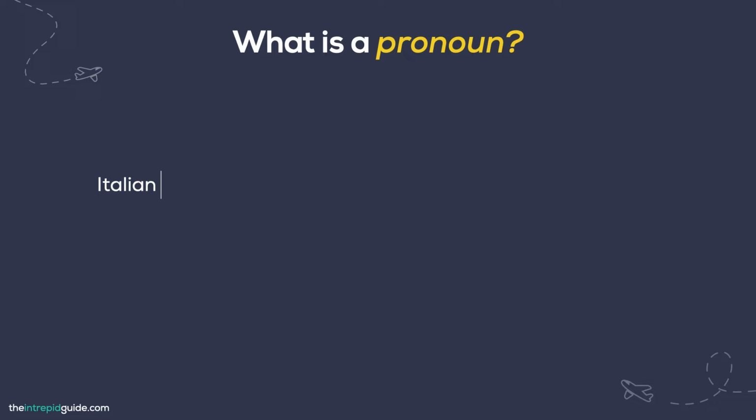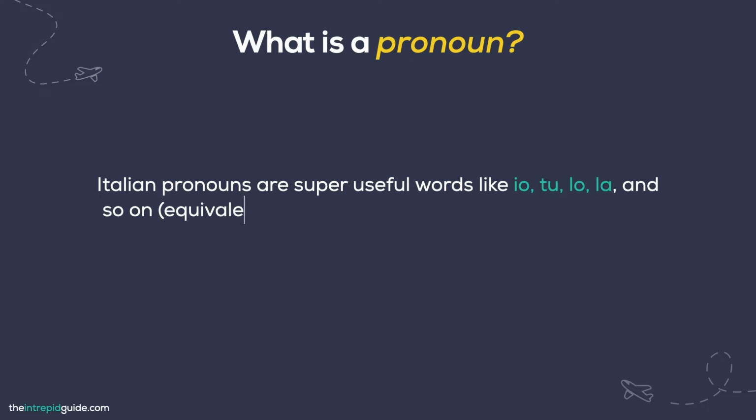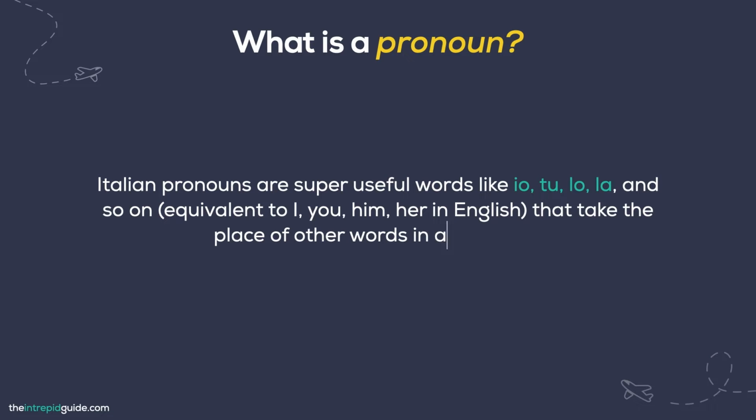Now, Italian pronouns are super useful words like io, tu, lo, la, and so on. The equivalent to I, you, him, her in English, that take place of other words in a sentence. They help avoid repeating the same thing over and over, making things clearer and easy to follow.